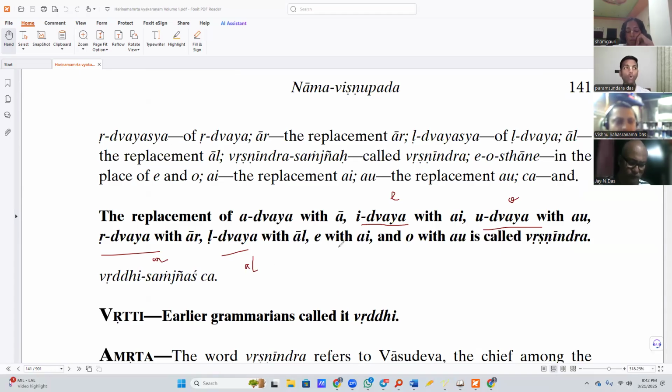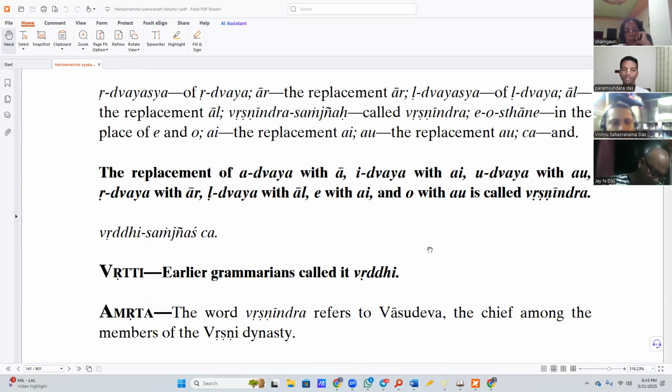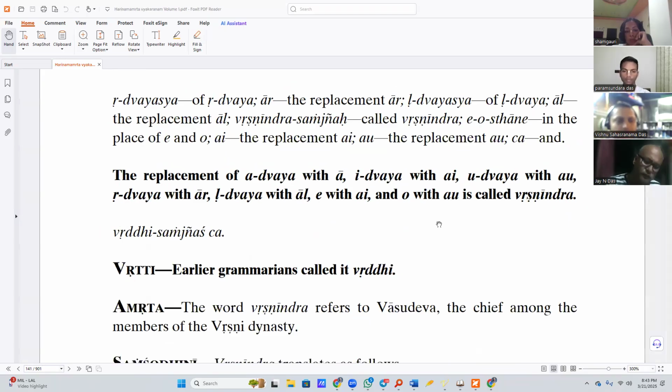Govinda in Panini, they call them Guna. Like they have Guna Sandhi. So Panini calls Govinda as Guna, and they call Vrishnendra as Vriddhi. Vriddhi. Guna and Vriddhi. So Guna Sandhi, Vriddhi Sandhi. Okay, so this is one Sangya Sutra, Vrishnendra Sangya.